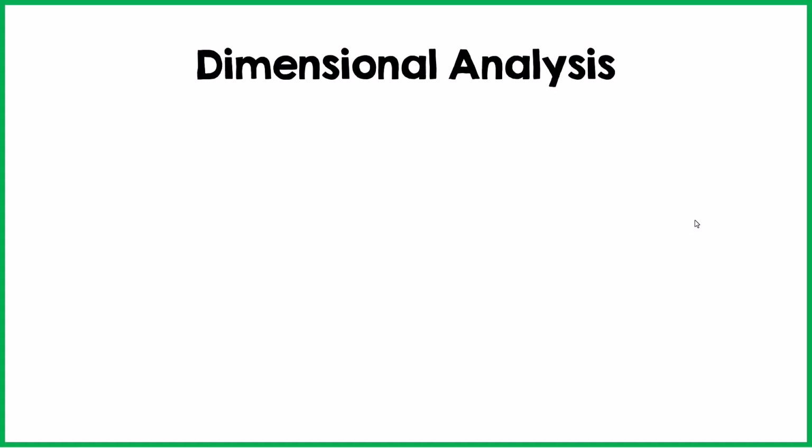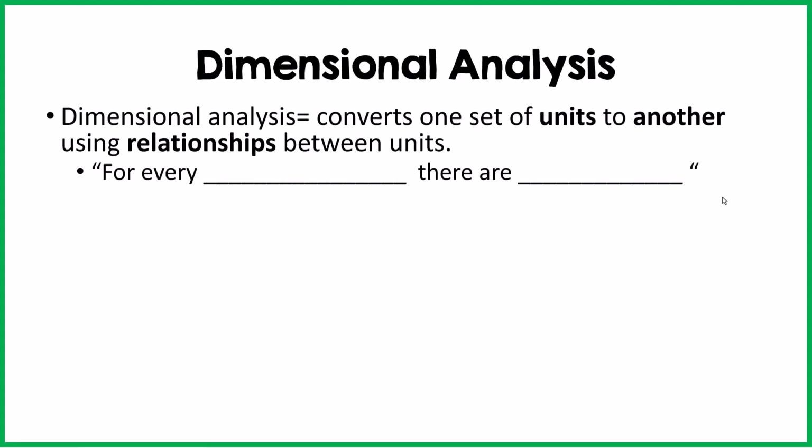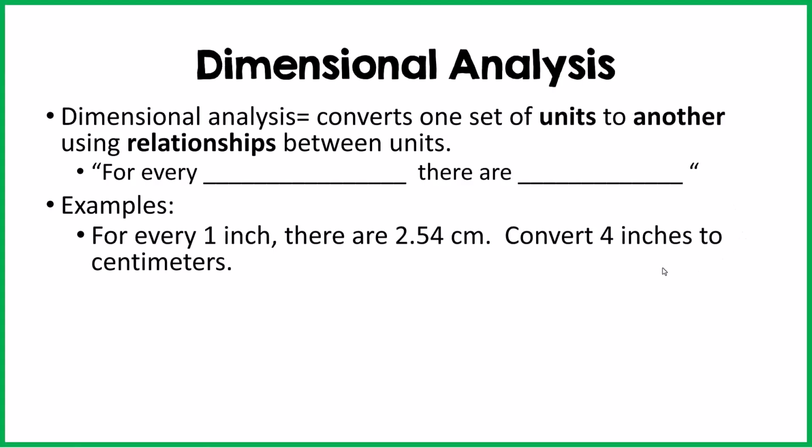Sometimes we use dimensional analysis as well to convert numbers. And in dimensional analysis, we're converting one set of units to another using relationships between the units. So we might say for every blank, there are blanks. So for this very basic example, maybe we would say for every 1 meter, there are 100 centimeters. So here's an example again. For every 1 inch, there are 2.54 centimeters. So I was using metric conversions here.